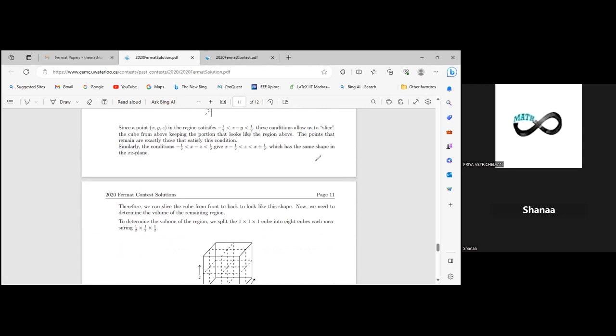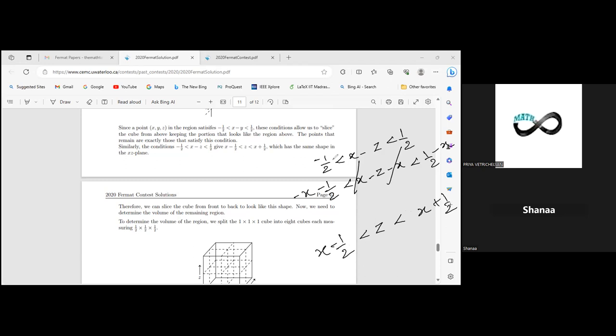So it's just going to be minus 1/2 less than x minus z less than 1/2. For finding z, you just have to subtract x again. It's going to be minus x, x minus z, minus 1/2, 1/2. I mean, it's supposed to be minus x minus x. This will cancel out each other and you multiply this by minus, so it turns the other way around to become x minus 1/2 and x plus 1/2. Same story as well. Yeah.